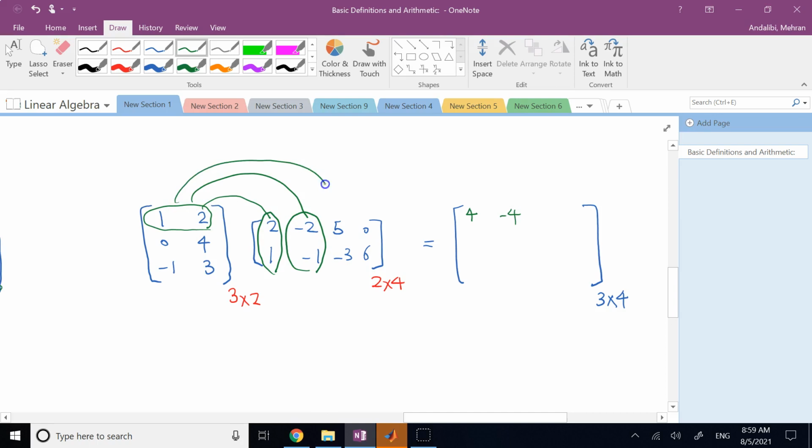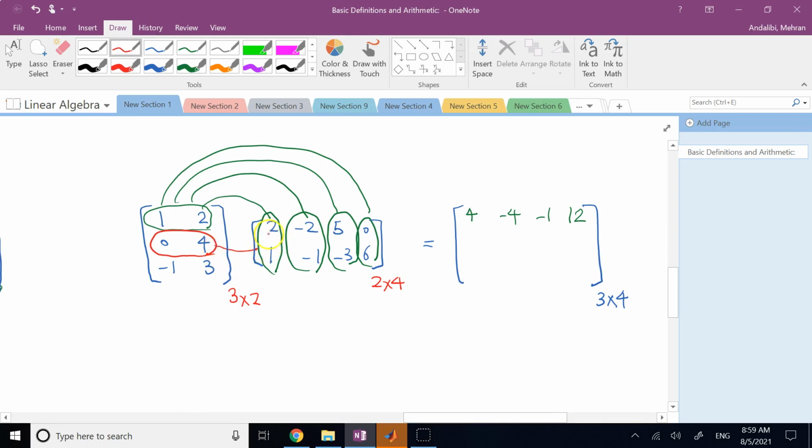Then you go first row and the third column. You'll get 1 times 5 plus 2 times negative 3, so that's negative 1, and then you go with the fourth column, which is going to be 0 and 12. Okay, and then you carry on. Now you go to the second row of A and repeat the procedure.